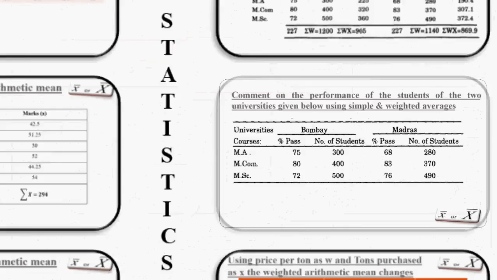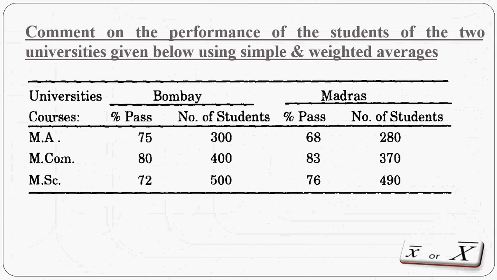Now let us see one more problem. Here you need to comment on the performance of students of two universities given below using simple and weighted averages. So Bombay and Madras University and courses are given: MA, MCom, MSc. So we need to calculate using simple and weighted averages. How to solve? Now I'm going to tell you step by step.